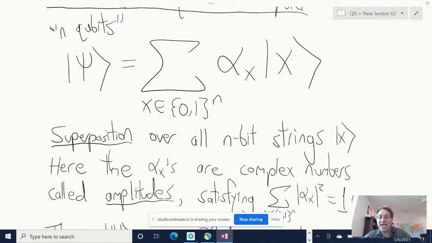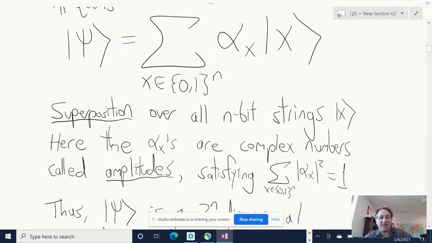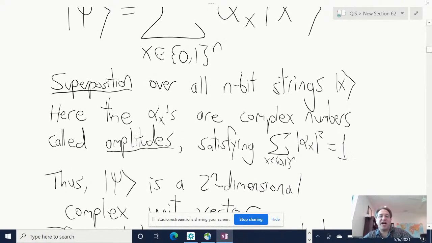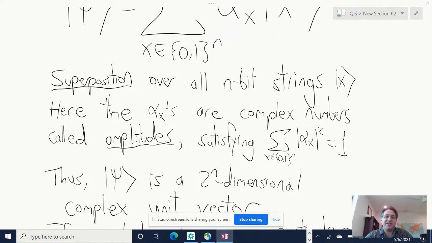The amplitudes have to be normalized, which means that if I add up the squares of the absolute values of all of these complex numbers, then I have to get 1. So this psi, this quantum state, is really a 2 to the n dimensional unit vector of complex numbers. And this is the central thing that quantum mechanics says about the world: that the way to describe the state of a physical system is using these vectors of amplitudes, these vectors of complex numbers, one for each possible configuration that you could see your system in.